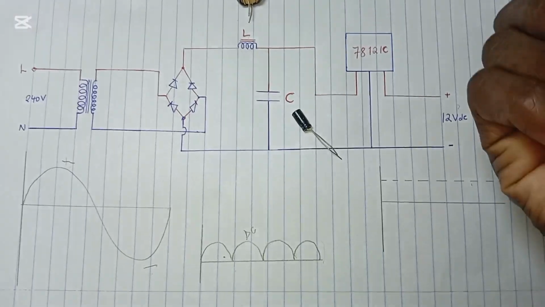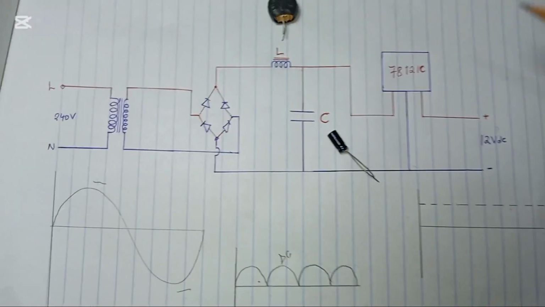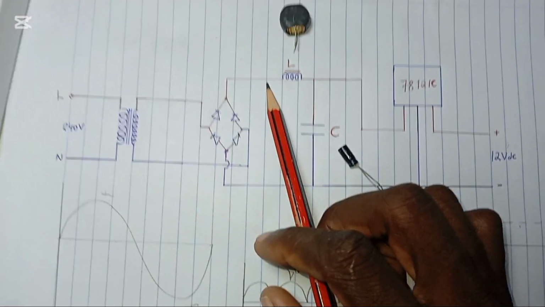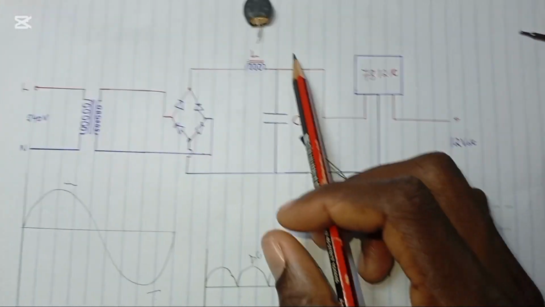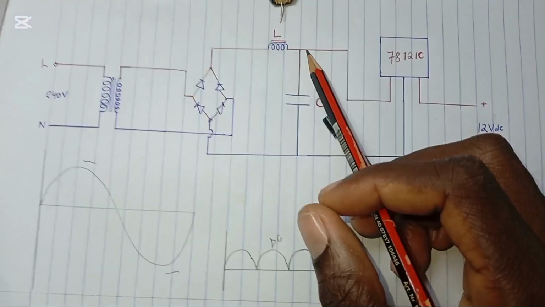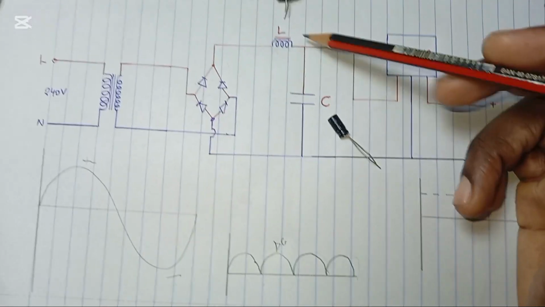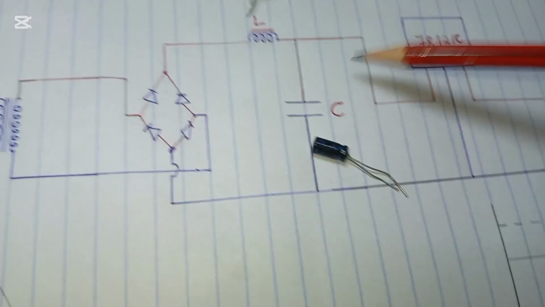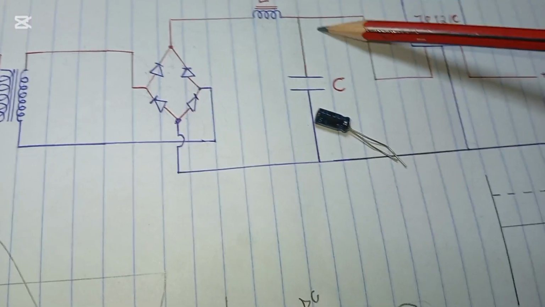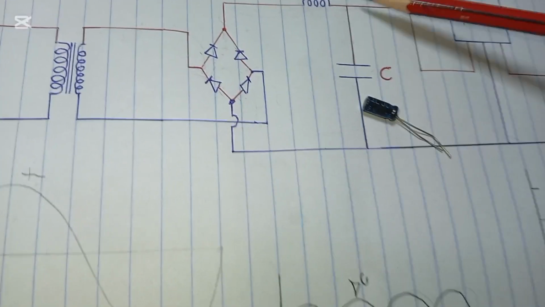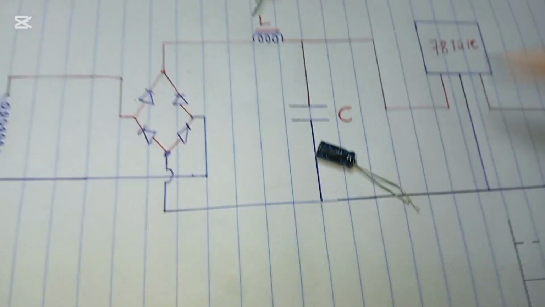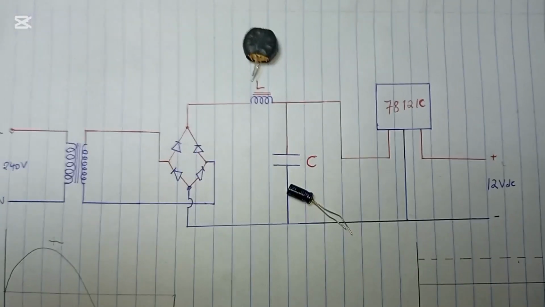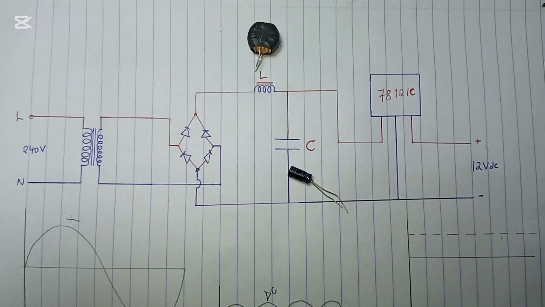Then, things made by human beings are never perfect. So there will still be some other components of AC which will be passing through, because human beings always make mistakes. So all the AC components which escaped from the inductor will be shorted by the capacitor. So the capacitor will filter all those remaining AC components.